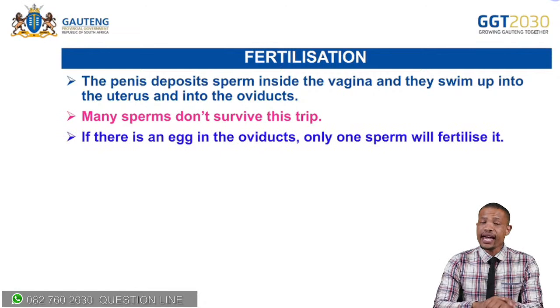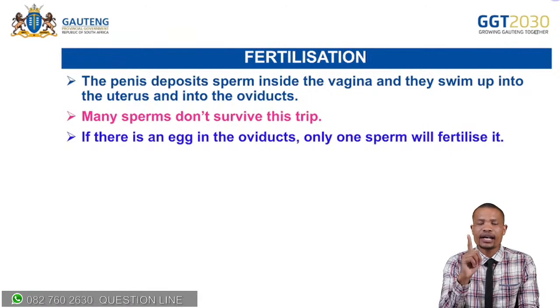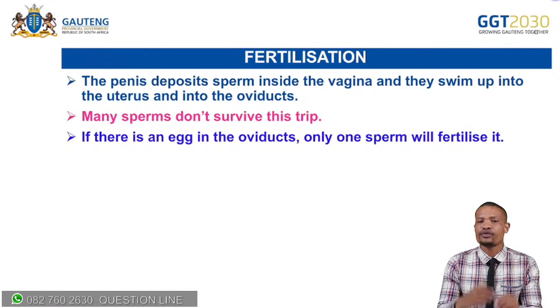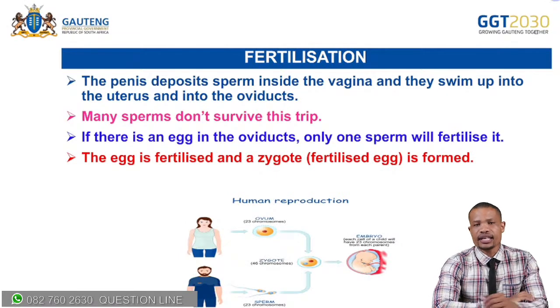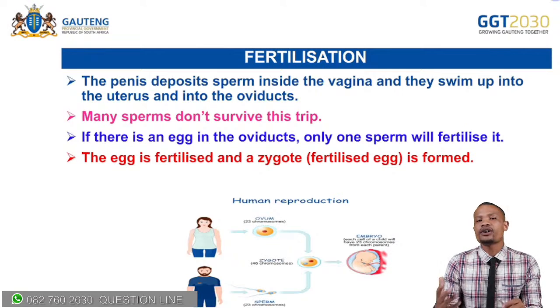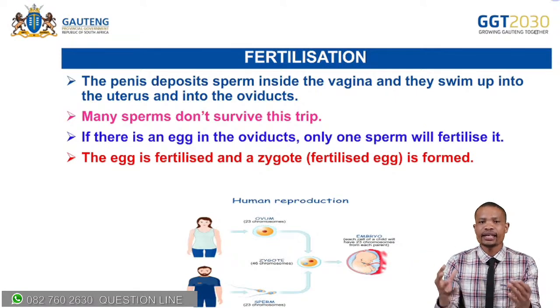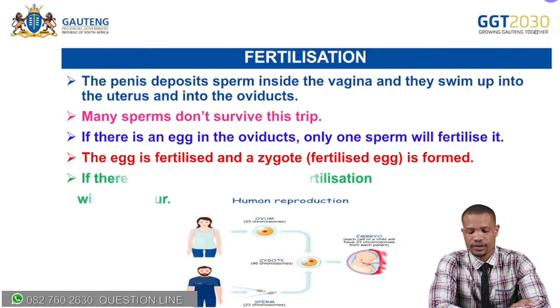So if there is an egg in the oviduct, only one sperm will fertilize it. Can you imagine these millions and millions of sperms shooting out to go and attack one egg, and then only one is successful and all the others have wasted their efforts? It's unfair. The egg is fertilized and a zygote is formed. A zygote is the fertilized egg, and it's formed after the sperm and the ovum or the egg have come together during what? Fertilization to form a zygote.